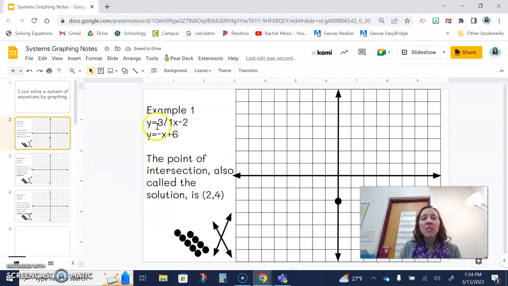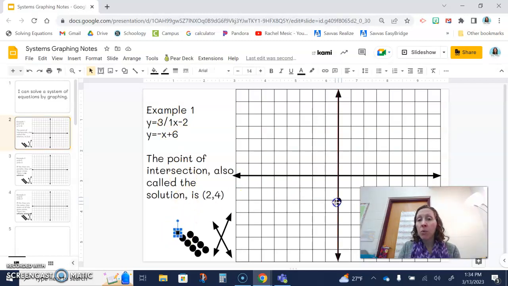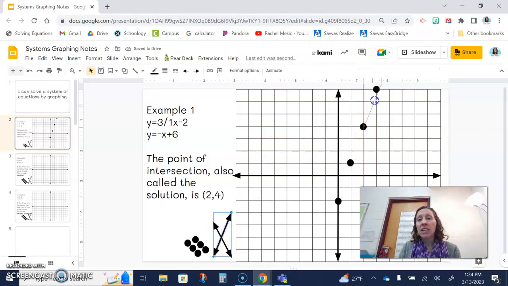So rise over run, and we always run to the right. So we're going to go up 3 over 1. Now we're going to start at the point we already made, up 1, 2, 3 over 1. Up 3 over 1. And then we're going to connect those dots. So you can click on the little blue circles to extend that line.